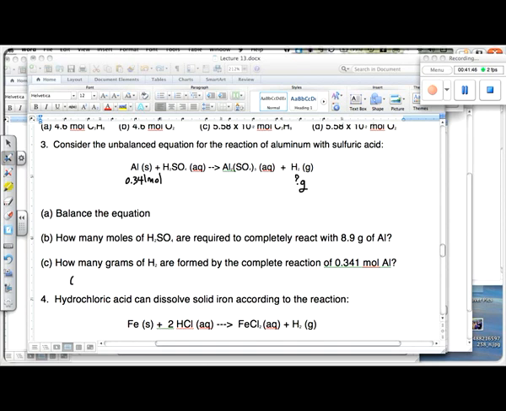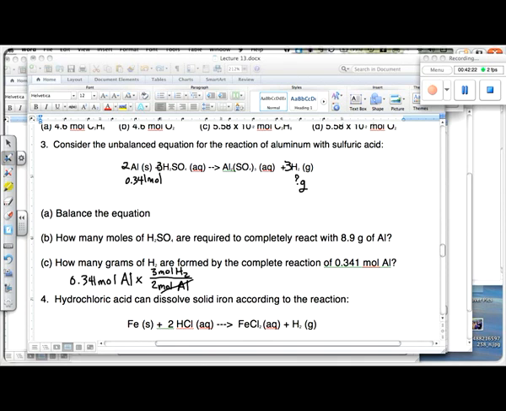Okay, I'm starting with 0.341 moles of aluminum. I need to get to moles of hydrogen. Oops, I erased my balancing too. Let's see, there's a 2 here, there was a 3 here, and there was a 3 here. 6, yes. Okay, so I'm in moles of aluminum, I need to get to moles of hydrogen. So there are 3 moles of hydrogen, what I want on top, for every 2 moles of aluminum.